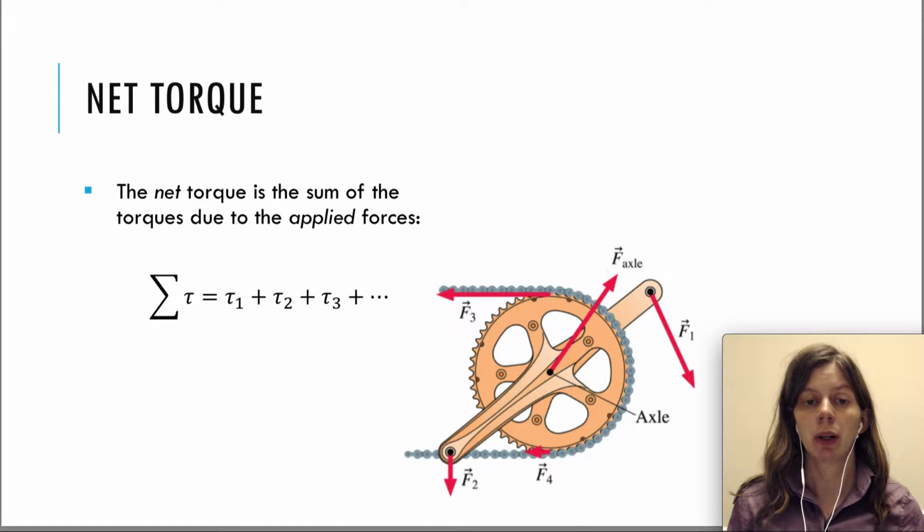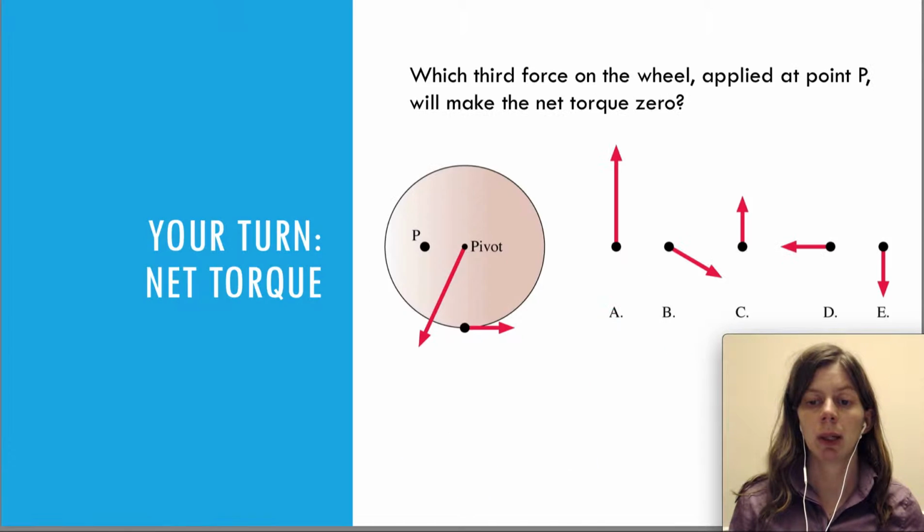So let's do a conceptual example for this, and then we'll see this actually come up in some equations in a video coming up. But the last question for this video, it says, which third force on the wheel applied at point P will make the net torque 0? So what in the world, right? So first of all, there's a force here which is acting at the pivot point, and then there's a force over here. So this point is fixed.